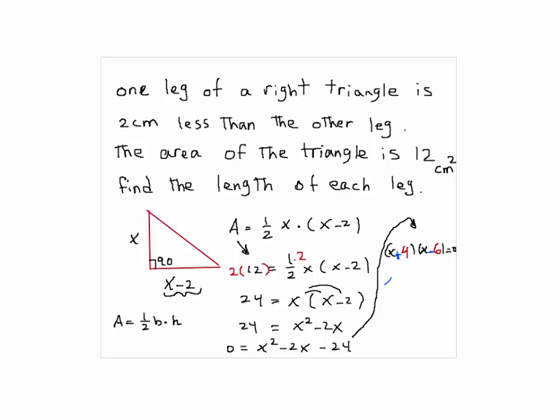So we have x plus 4 is equal to 0, x equal to negative 4. This is not acceptable because the length cannot be negative. The next one is x minus 6 is equal to 0, so x must be equal to 6. So the height would be 6, and the base would be 6 minus 2, which is equal to 4. And don't forget the unit, these are centimeters. So it would be 4 centimeters and 6 centimeters.